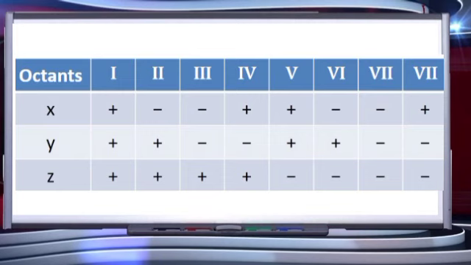In fifth octant, x positive, y positive, but z is negative. Sixth octant, x negative, y positive and z negative. Seventh octant, x negative, y negative and z negative. In eighth octant, x positive, y negative and z negative.